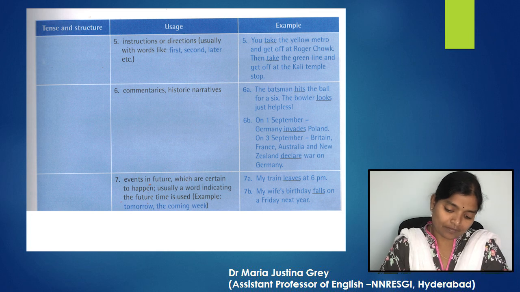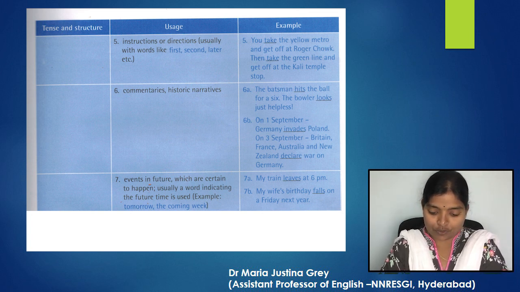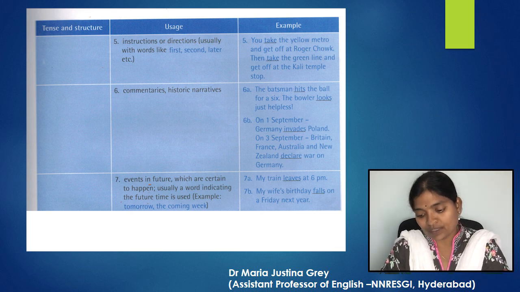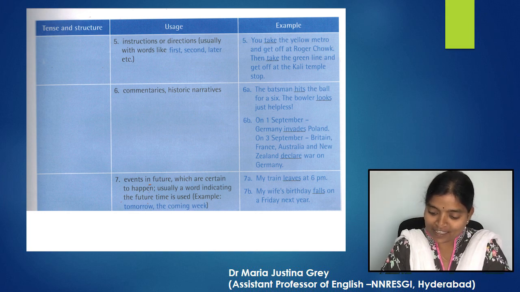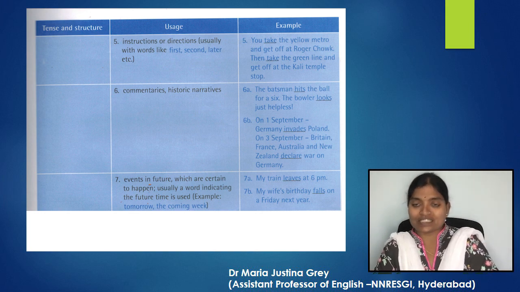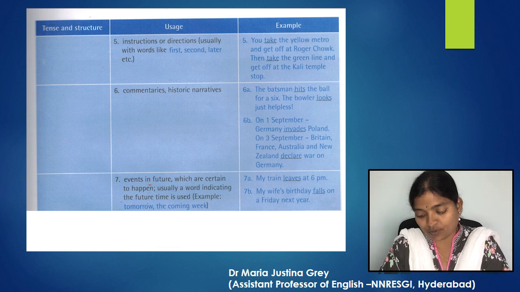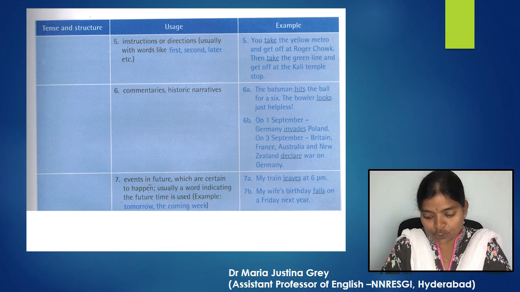Number 6. Simple present is used for commentaries and historic narratives. For example, the batsman hits the ball for a 6. The bowler looks just helpless. Or, on 1st September, Germany invades Poland. On 3rd September, Britain, France, Australia and New Zealand declare war on Germany.